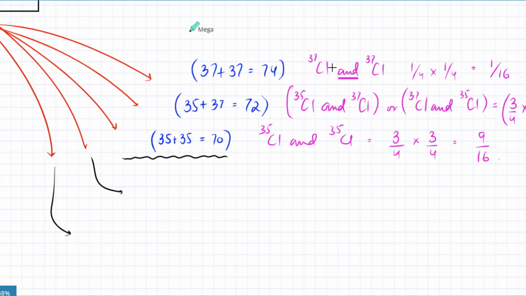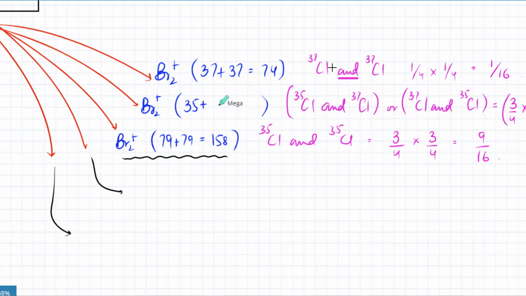So let's just focus on this one. We'll have Br2+1. There's another Br2+1, slightly lighter, getting more deflected, and there's another Br2+1. So either both Brs would be 79. So it's going to be 79 plus 79, that would give me 158, right? Or either one of them would be 79 and the other one would be 81. This would be 160, right? Or the third one, both of them would be 81.